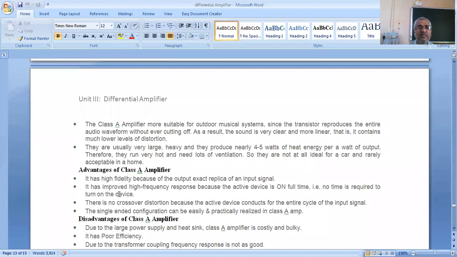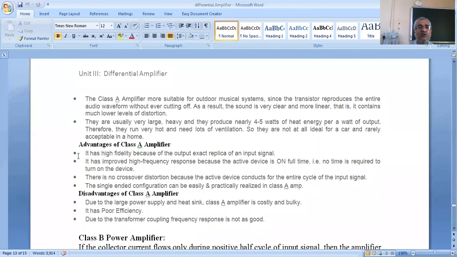So these are the advantages and disadvantages of this power amplifier. The advantage of this class A amplifier is it has high fidelity. It is a very linear device, and there is no crossover distortion. Crossover distortion means when there is a transition from the positive cycle to the negative cycle, there is non-linearity. Therefore, there is no crossover distortion in this class A amplifier. The disadvantage of this class A amplifier is that due to the large power supply, the heat sink is costly and bulky, and it has a very poor efficiency that we have seen earlier.